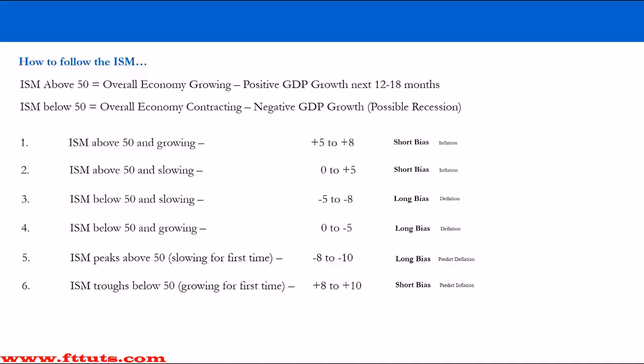Now, if the ISM peaks above 50, it means that it's got to the highest point and then it's gone lower. And going lower for the first time. And with this situation, it basically means, if we look historically, that the economy could have got to a peak in terms of business sentiment and GDP growth.